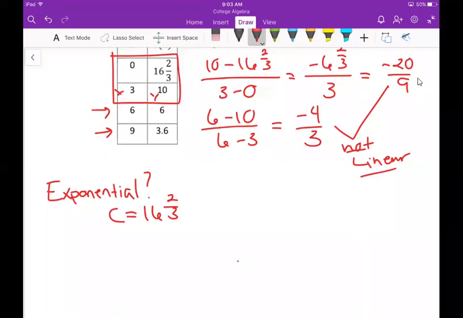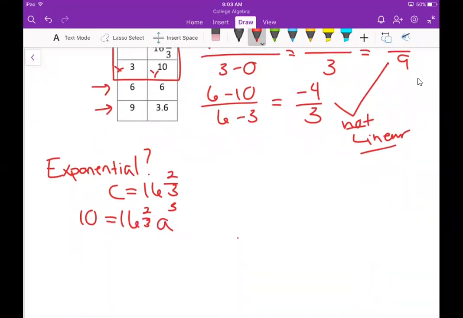All right, so plugging in that x and y, we have 10 equals 16 2/3 for c, times a to the x, which is 3. Again, from using that point, the second point in our table.